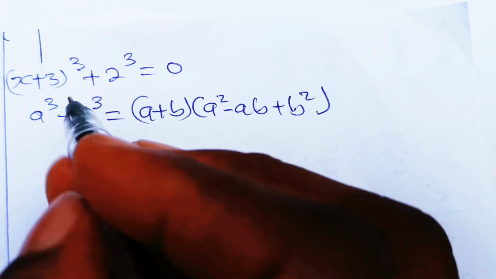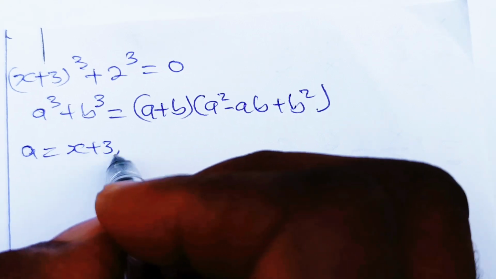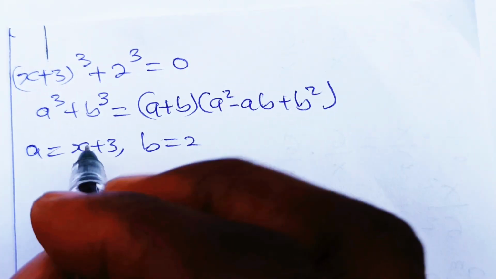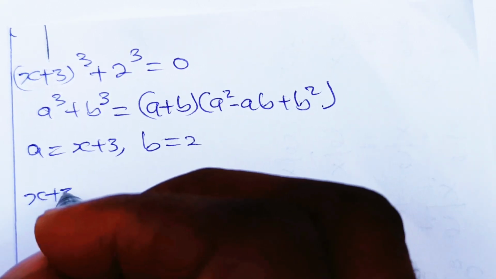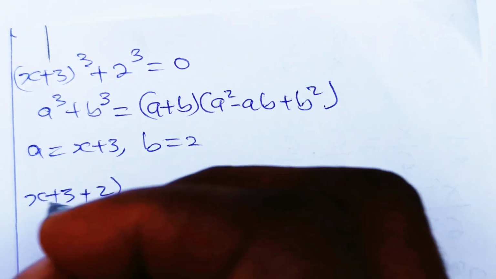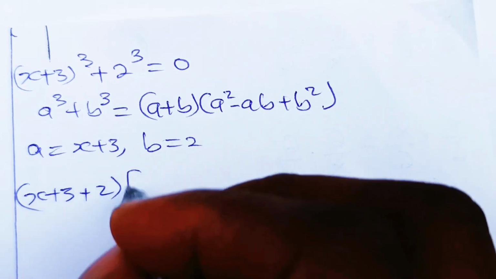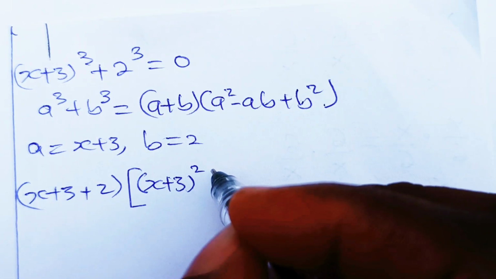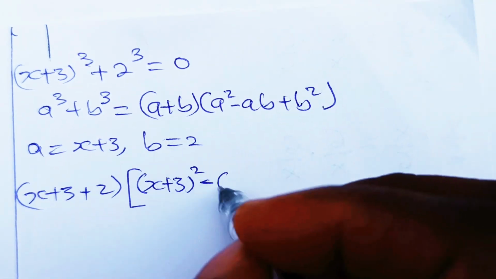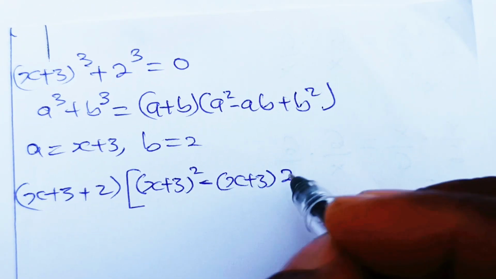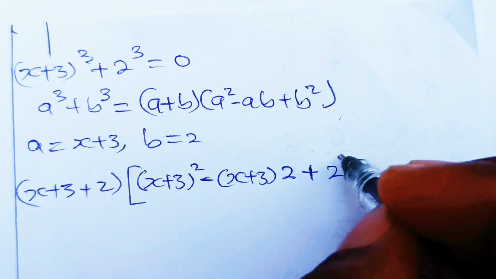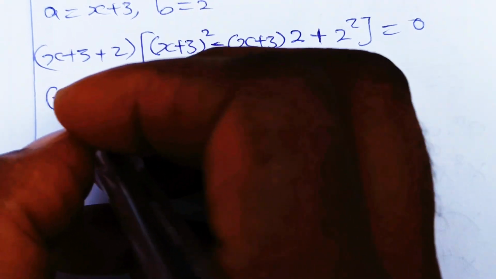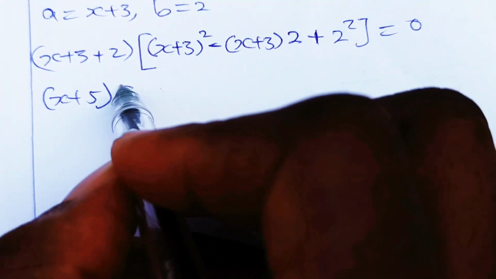Now let's go ahead and solve. Here our A is x plus 3 and our B is equal to 2. So we substitute. That means what we have now is x plus 3 plus B, which is 2, as the first bracket. Then the second bracket, A squared, that is x plus 3 squared, minus AB, that is x plus 3 multiplied by 2, plus B squared, that is 2 squared, and this is equal to 0. Okay, so we have x plus 5, then we open our bracket.